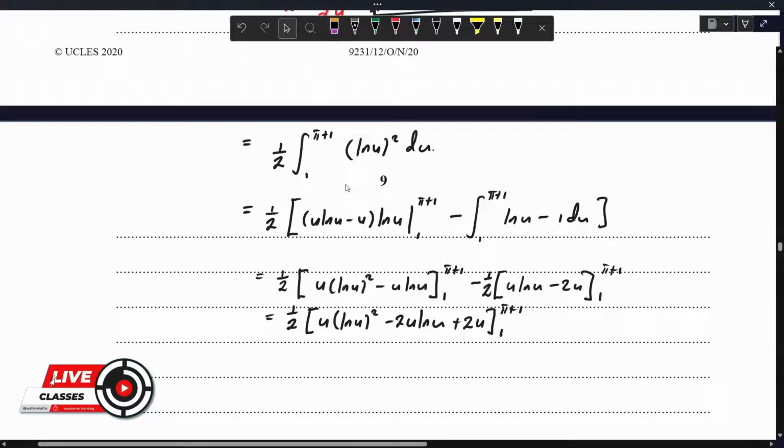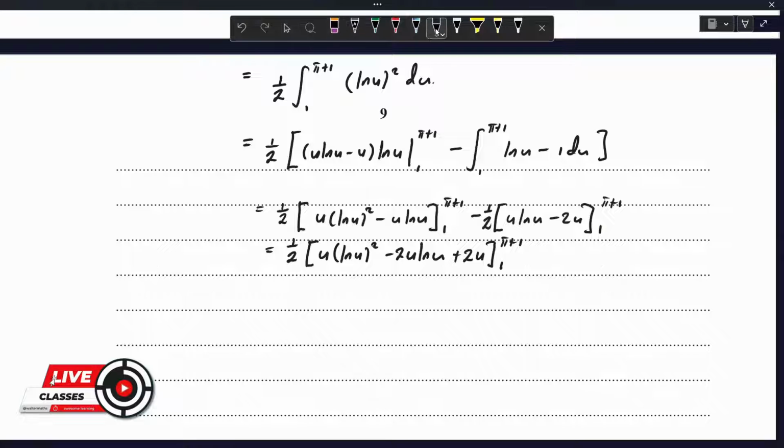Okay, so we are saying from here, we substitute 1 plus pi, so it's a half of pi plus 1 of ln of pi plus 1. It's squared, so I'll put another ln of pi plus 1. And that's minus 2 of pi plus 1 of ln of pi plus 1 plus 2 of pi plus 1. All right, and that's minus.